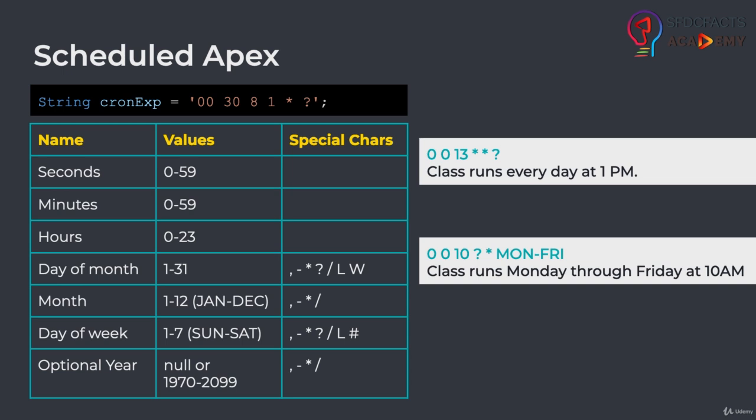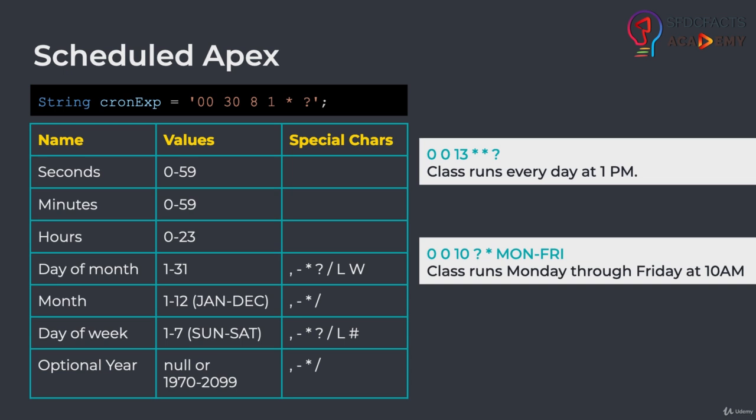So again we have 00 for seconds and minutes. For hour we have 10, which makes it 10 a.m. Then we do not want to specify day of month because here we want to run it on day of weeks. For months we have star here, so this job will run for all 12 months. And for days we have Monday through Friday. So this is how you can construct a cron expression, and this is how you can create recurring events as well.